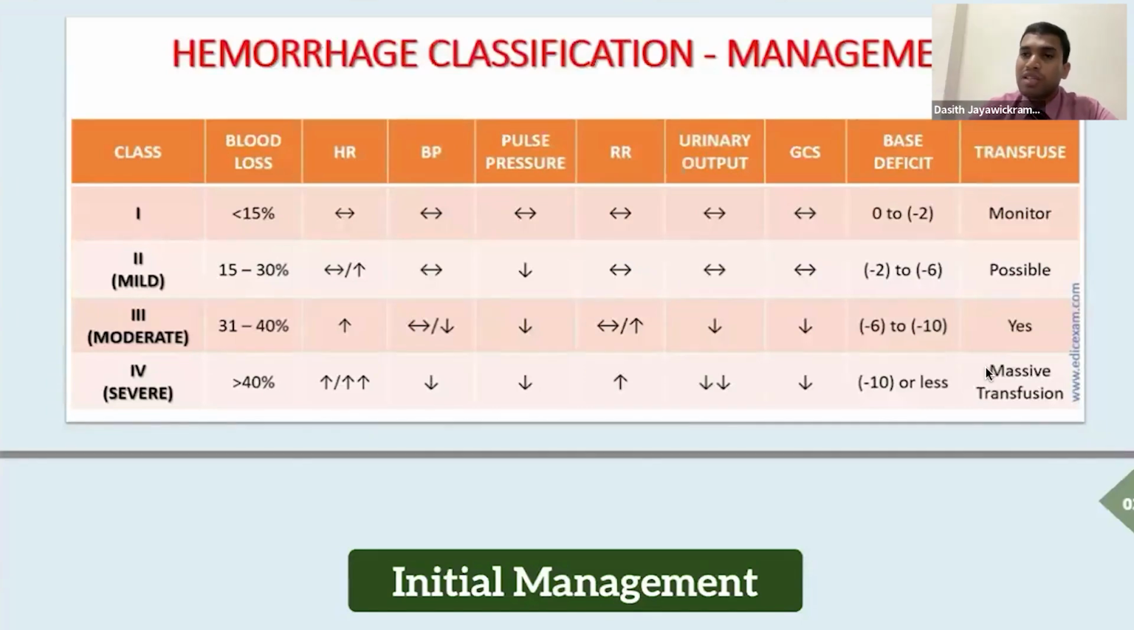We give red blood cells, platelets and fresh frozen plasma in a 1:1:1 ratio. This might be asked in your exam as an MCQ. So it is important to know the massive transfusion protocol. Okay.